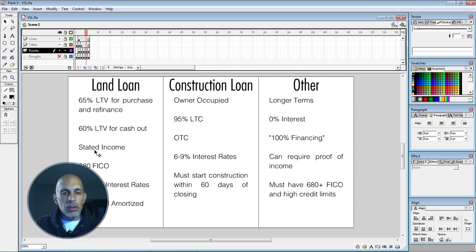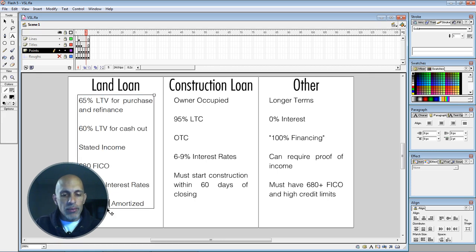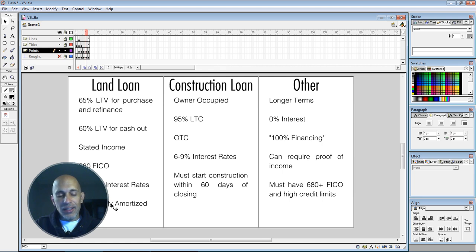The terms are generally 10 to 15% interest rates and 20 years fully amortized. I keep doing this where I forget to add the Y after fully because in my mind I see the two L's, and yeah, I can't explain it logically. I keep forgetting to put the Y after full in fully amortized.